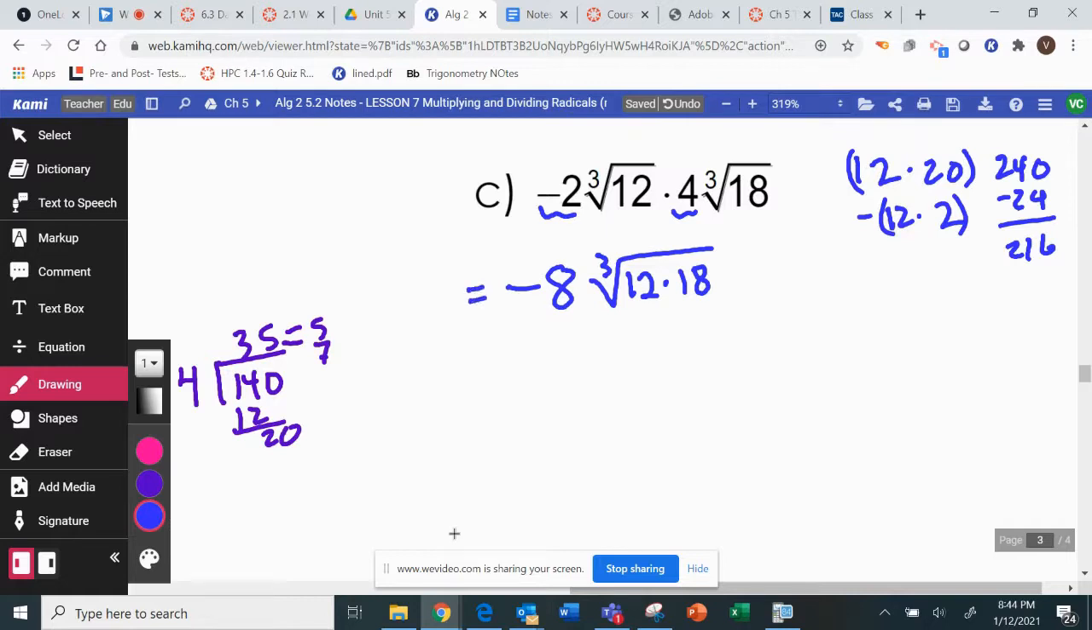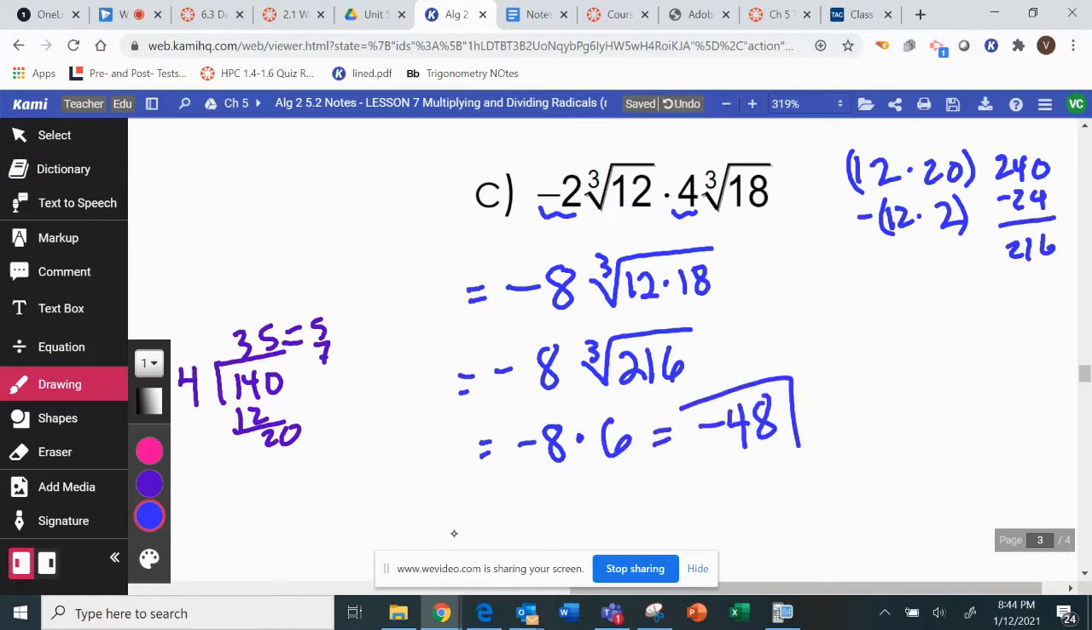So I've got -8 cube root of 216, which I have memorized. That is an actual cube root. It is also on that chart on the previous page. The cube root of 216 is 6. And then -8 times 6 is -48. And we have it simplified.